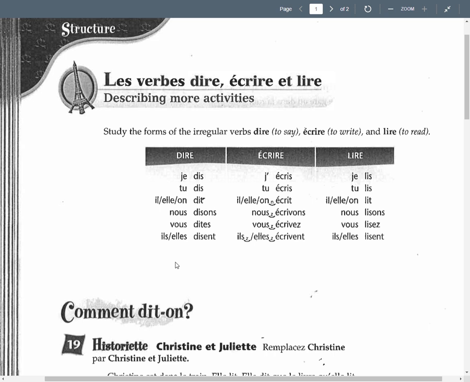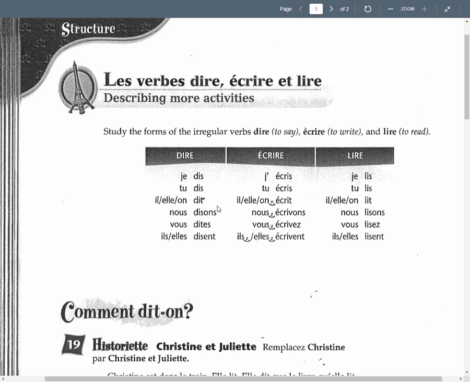If you look at how it kind of shakes out, the je version of dire is dis. And this is how it would look normally, because the normal ending would be s, and you would take the re off. The tu form is the same, tu dis, and that also is normal or regular. The rest, though, gets weird, right? Il, elle, and on, pronounced the same way, dit. That's a T. It's a little bit tough to see with the PDF. But yeah, there wouldn't normally be another letter there at the end. It would just be the stem, just the DI minus the RE.